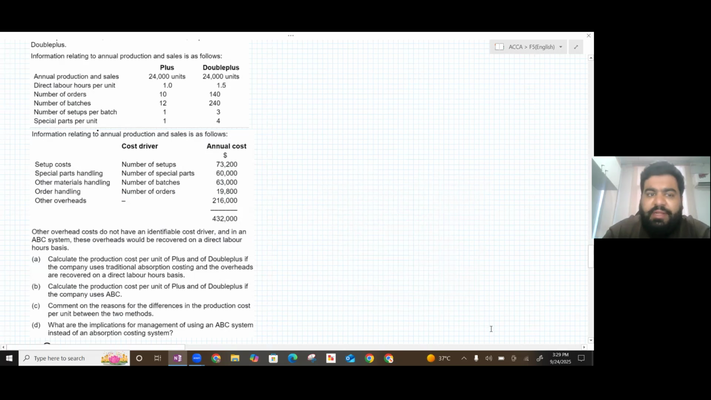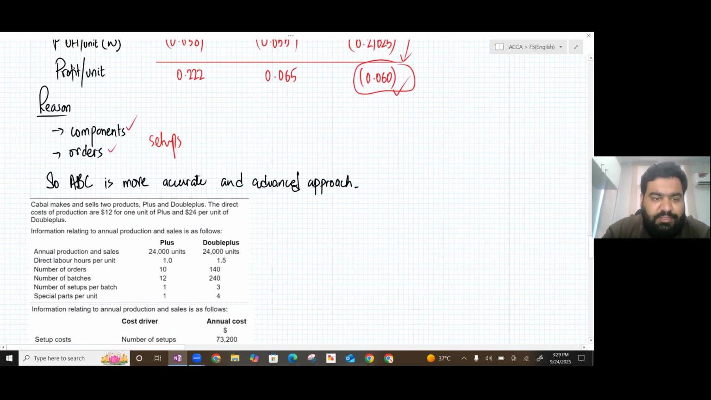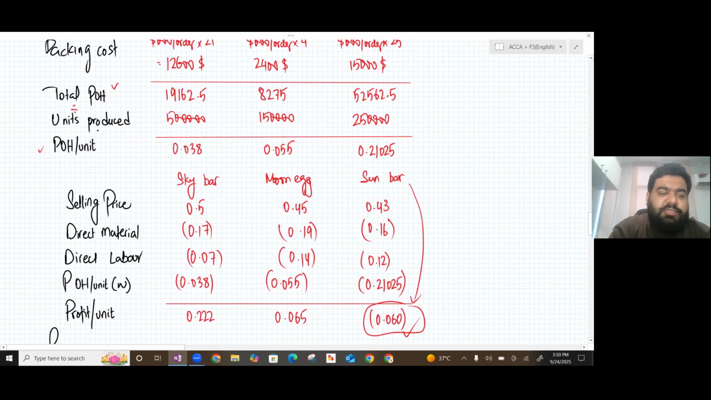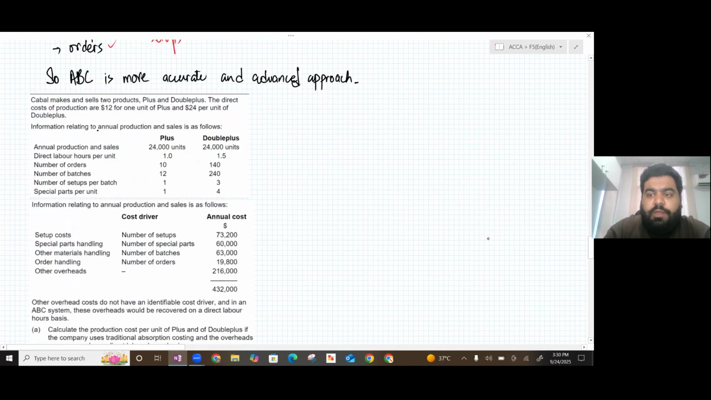Proper assignment means that first you have to identify the proper cost drivers. Secondly, as we have done, calculate proper OARs. Thirdly, absorb the overheads to products. Then calculate production overhead per unit. At last, you don't need to calculate the profit. Just calculate till this step, production overhead per unit, as I have done in the last question. One question I have done, one question you will do for practice.